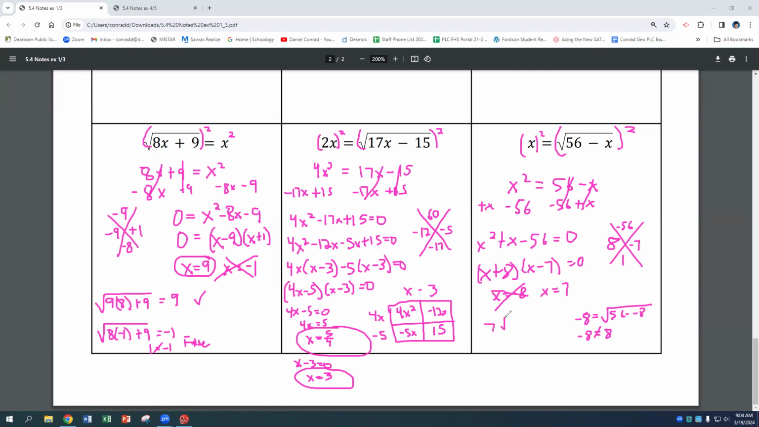Okay, my other one's 7. I did the same thing. I forgot the equal sign. 7 equals the square root of 56 minus 7. That's 49. Square root of 49, 7 equals 7. That one is true. So x equals 7. Okay, that's the notes for example 1 and 3.